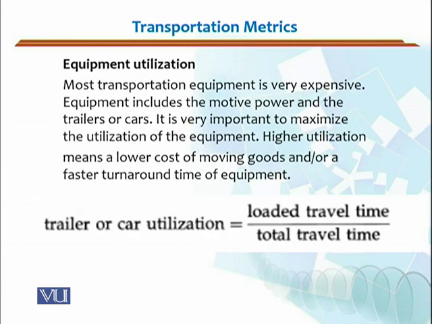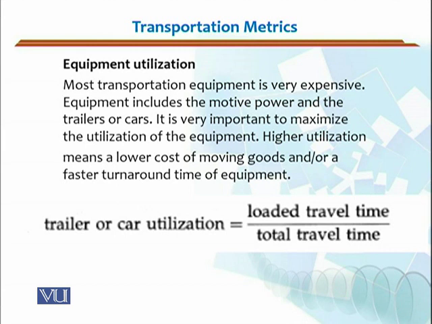Then there is equipment utilization. Most transportation equipment is very expensive. Equipment includes the motive power and the trailers or cars. It is very important to maximize the utilization of the equipment. Higher utilization means a lower cost of moving goods or a faster turnaround time of equipment. So trailer or car utilization, that means the rail car utilization, can be calculated as the loaded travel time divided by the total travel time.